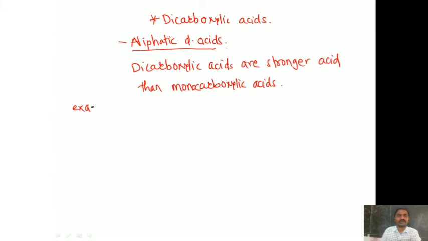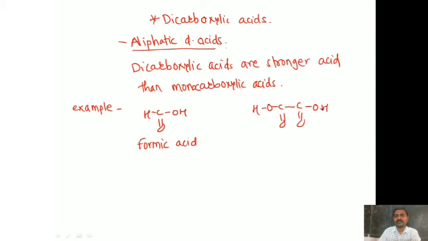Let's take the example. Formic acid, HCOOH, this is formic acid. If we replace this hydrogen of formic acid by COOH, here we will get the dicarboxylic acid, which is oxalic acid. So pK value of formic acid is 3.77 and pK value of oxalic acid is 1.23.